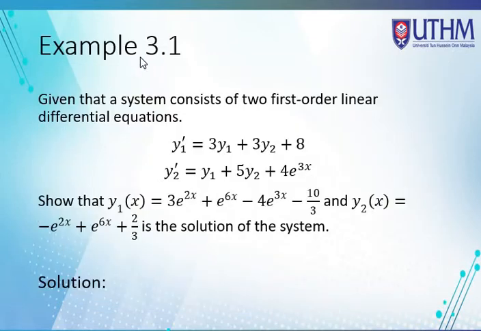Now let's look at example 3.1. Given that a system consists of two first order linear differential equations, y1 prime equals 3y1 plus 3y2 plus 8 and y2 prime equals y1 plus 5y2 plus 4e^(3x). Show that y1(x) equals 3e^(2x) plus e^(6x) minus 4e^(3x) minus 10/3 and y2(x) equals negative e^(2x) plus e^(6x) plus 2/3 is the solution of the system.